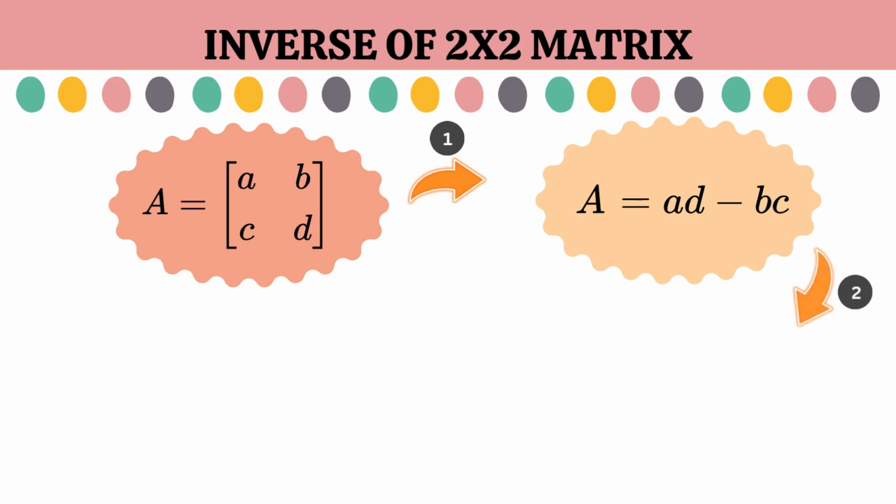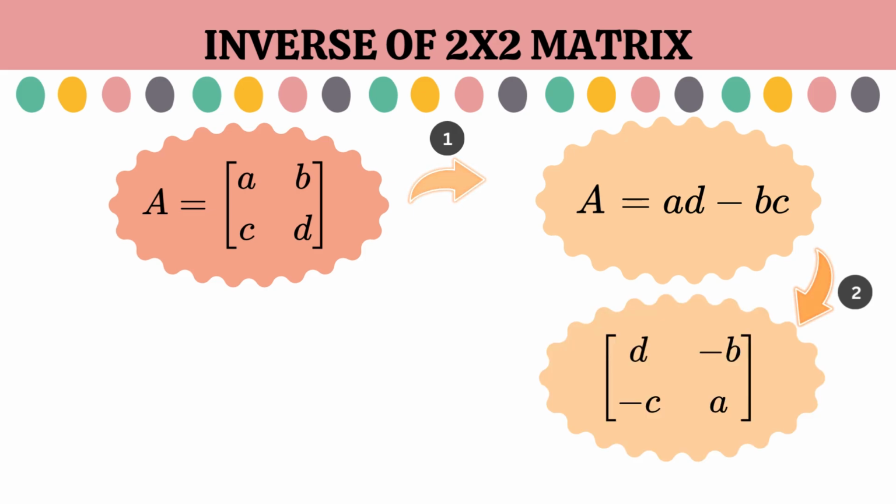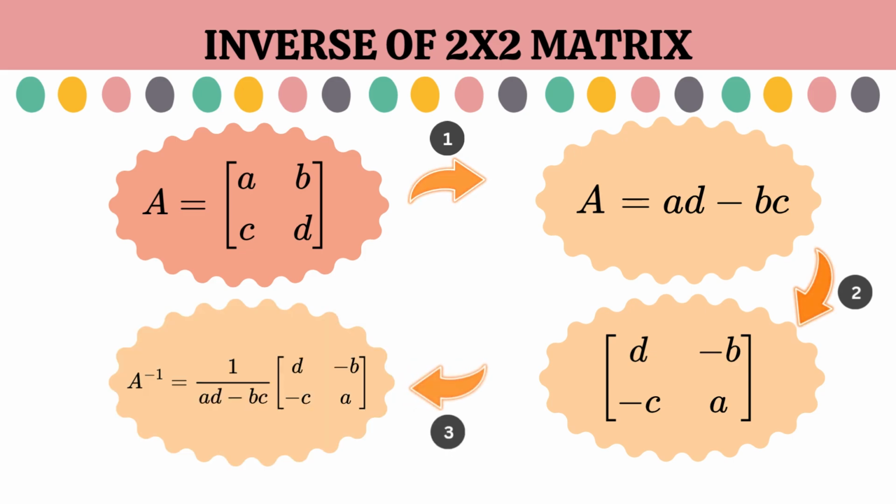Next, we need to arrange the matrix like this. Swap the position of a and d, then change the sign of b and c to negative b and negative c. So we get d, negative b, negative c, a. Step 3, we multiply the whole matrix by 1 over the determinant, just like the formula given. That's the inverse of a 2 by 2 matrix.